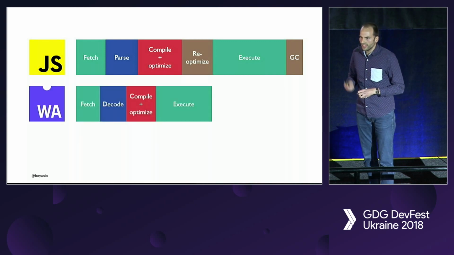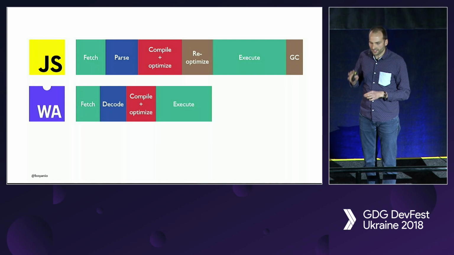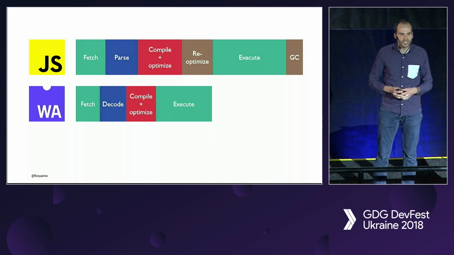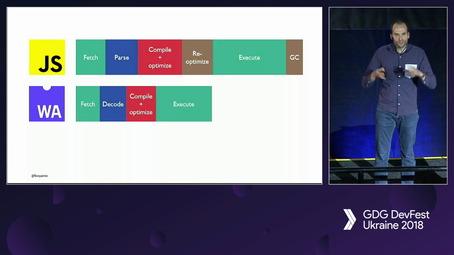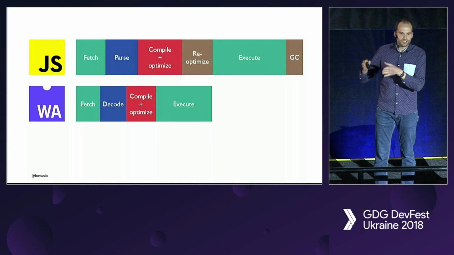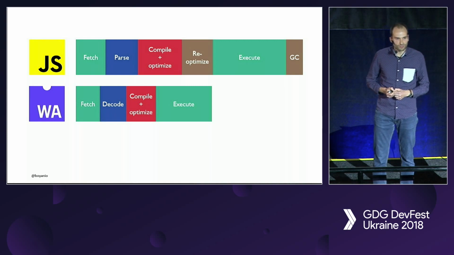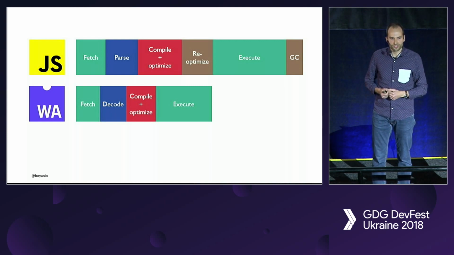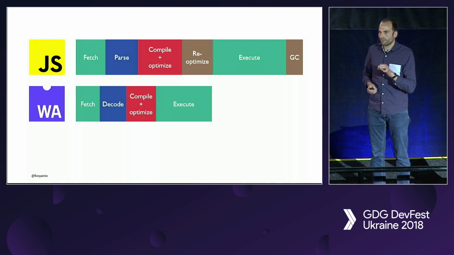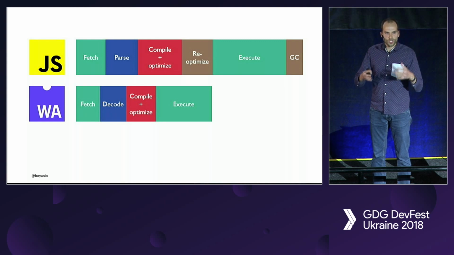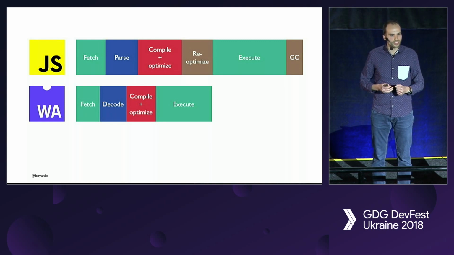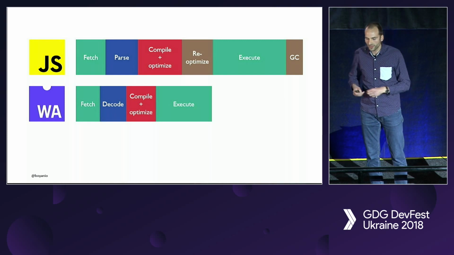For WebAssembly, the same process will look like this. We'll have to fetch the same program, and if you consider similar application sizes, WebAssembly tends to be smaller than JavaScript. Even if you apply compression, it becomes even better. Then, because we work with binary, we are going to decode, and decoding is faster than parsing. This is also one of the points where we get a really nice optimization.